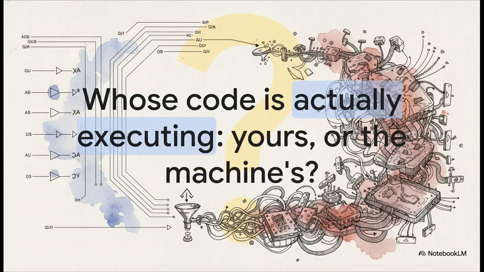Which leaves us with a final, kind of provocative thought to ponder. If your compiler is forced to radically alter, bloat, and rearrange your elegant circuit just to survive the harsh realities of the hardware, whose code is actually executing on that processor? Yours or the machine's? Mastering quantum programming means taking back that control by deeply understanding the hardware.